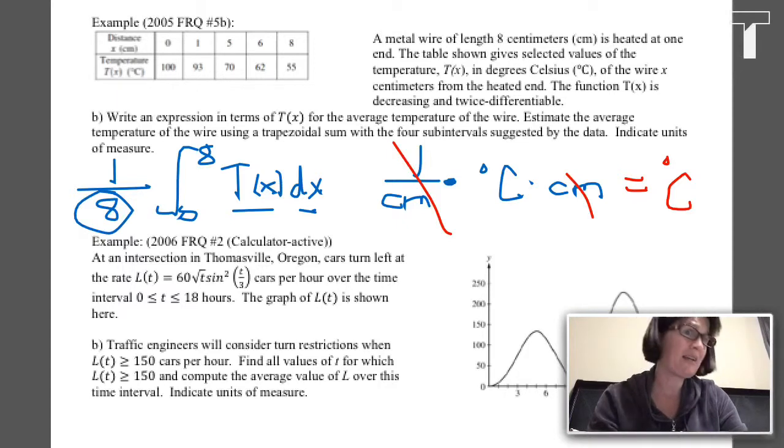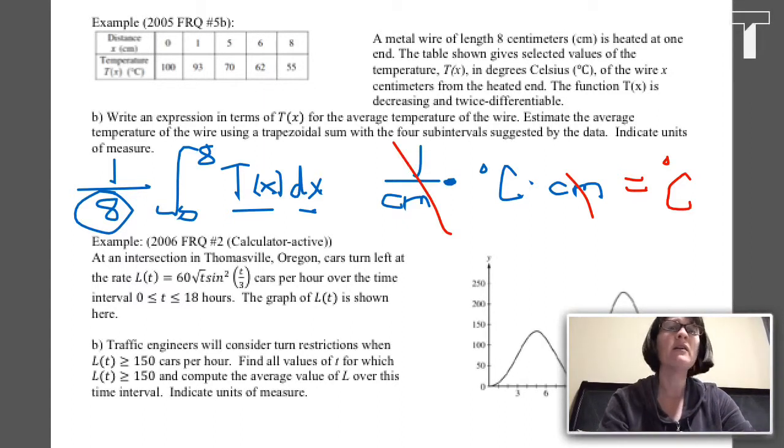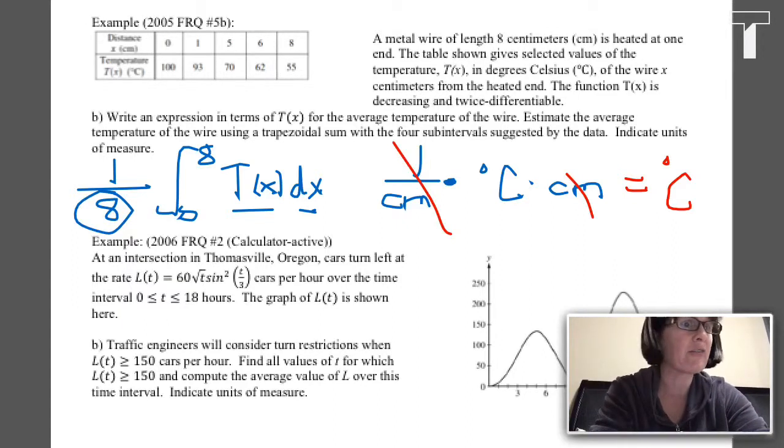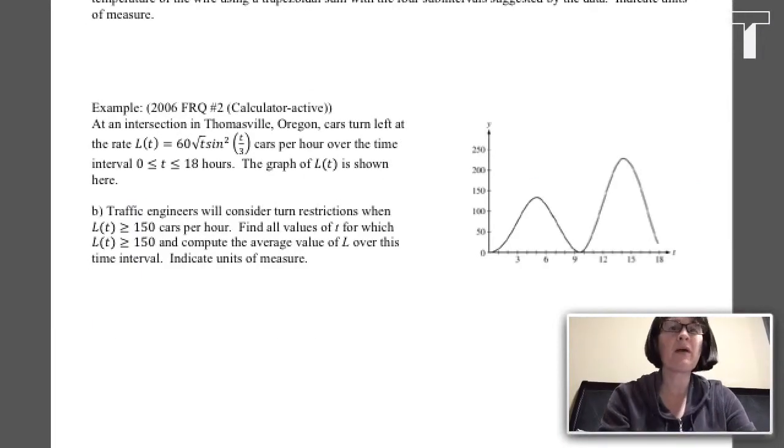And doesn't that make sense? I asked you what the average temperature of the wire is, and we measure temperature in degrees Celsius. So it should help you make sure that you've got the right units there. So 75.6875 degrees Celsius is the average temperature of the wire. All right, we got one more practice problem here.